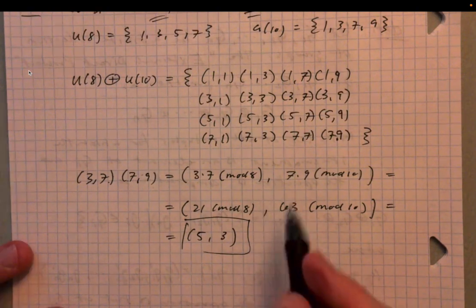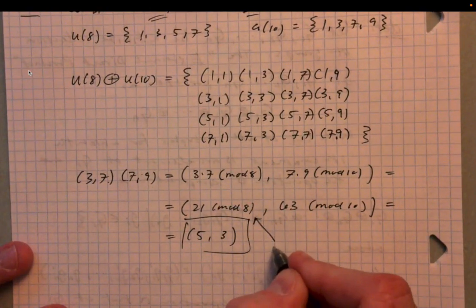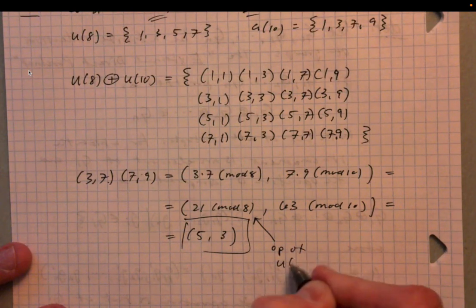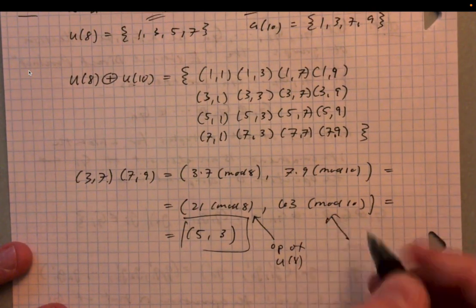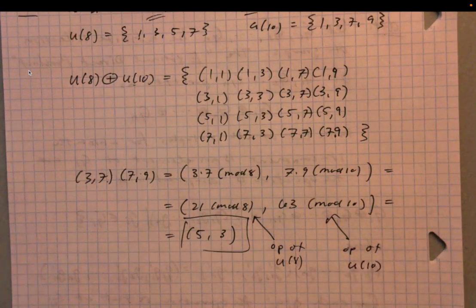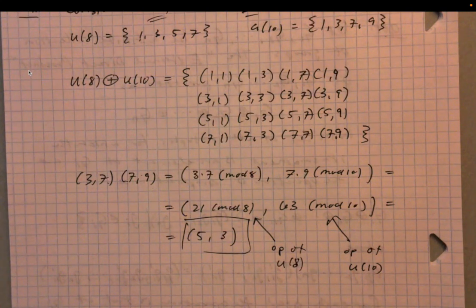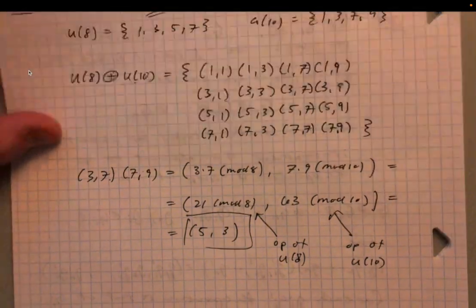Now, the key thing here is that the first component is the operation of U8, and the second component is the operation of U10. Hopefully that's straightforward. This is a pretty simple example to look at. Good. What about, let's do another example.